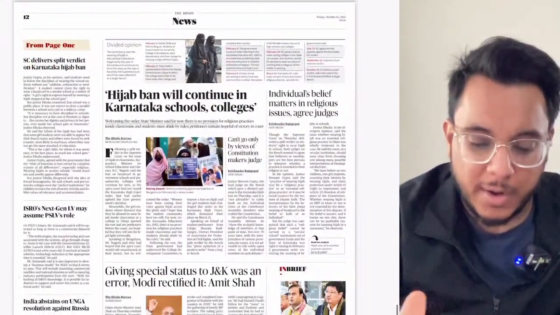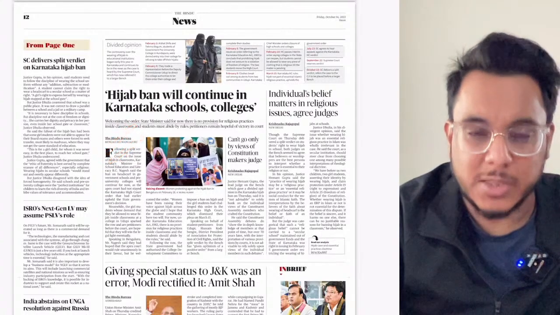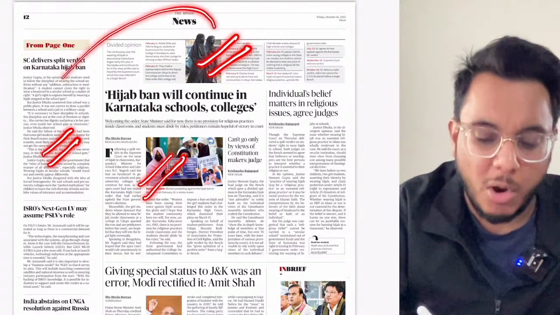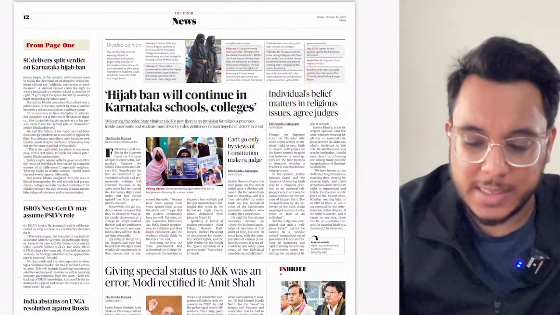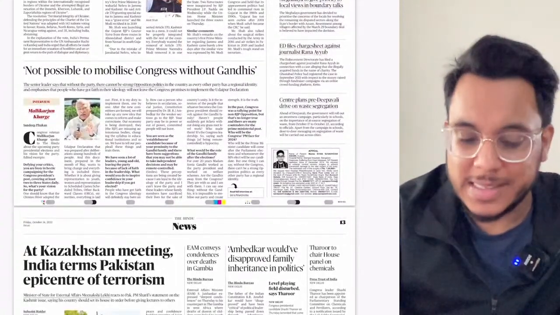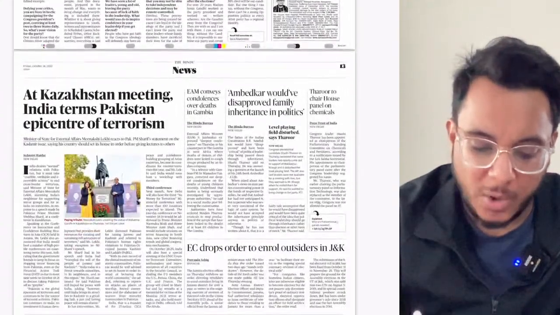Then moving on, hijab ban will continue in Karnataka school colleges. We'll see this particular article. Again, one more article here and this side article. All are talking about the hijab issue that has come. So all those particular articles we'll see there. Then, not possible to mobilize Congress without Gandhi, a political article, not important.